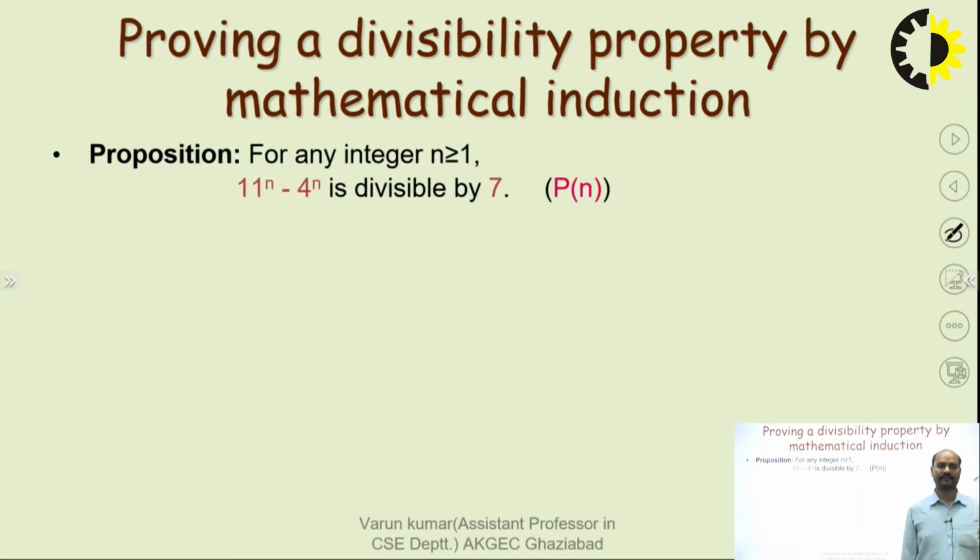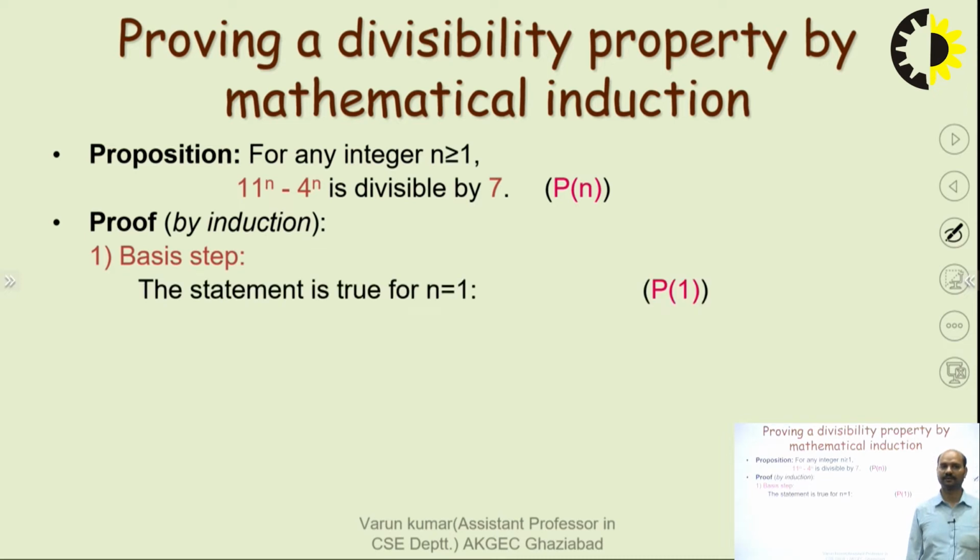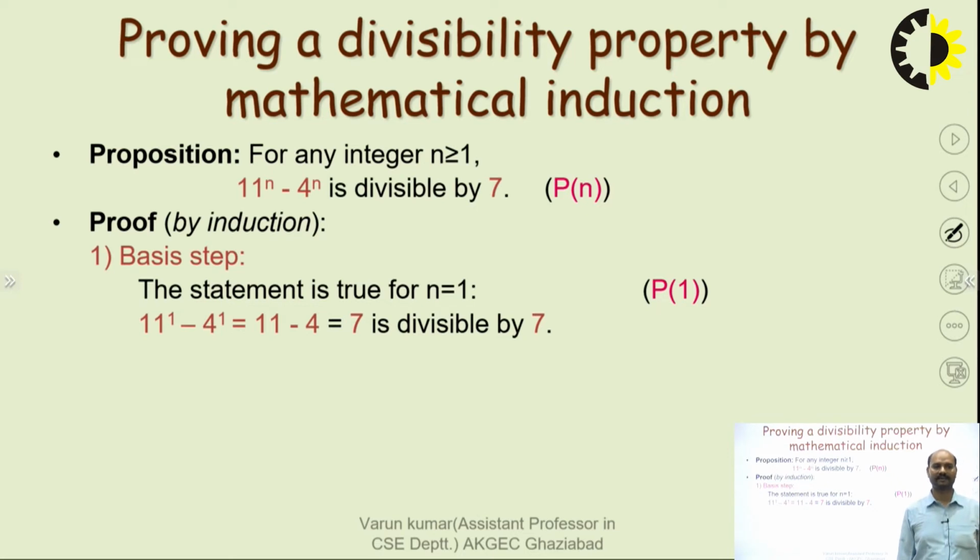So take the next example, that is 11 to the power n minus 4 to the power n is divisible by 7. What we have to do is take the first basic step, put n equal to 1 in the left hand side and right hand side. What is the value of the function? That is 11 to the power 1 minus 4 to the power 1, that becomes 11 minus 4, which is equal to 7, and 7 mod 7 becomes 0. It is divisible by 7.